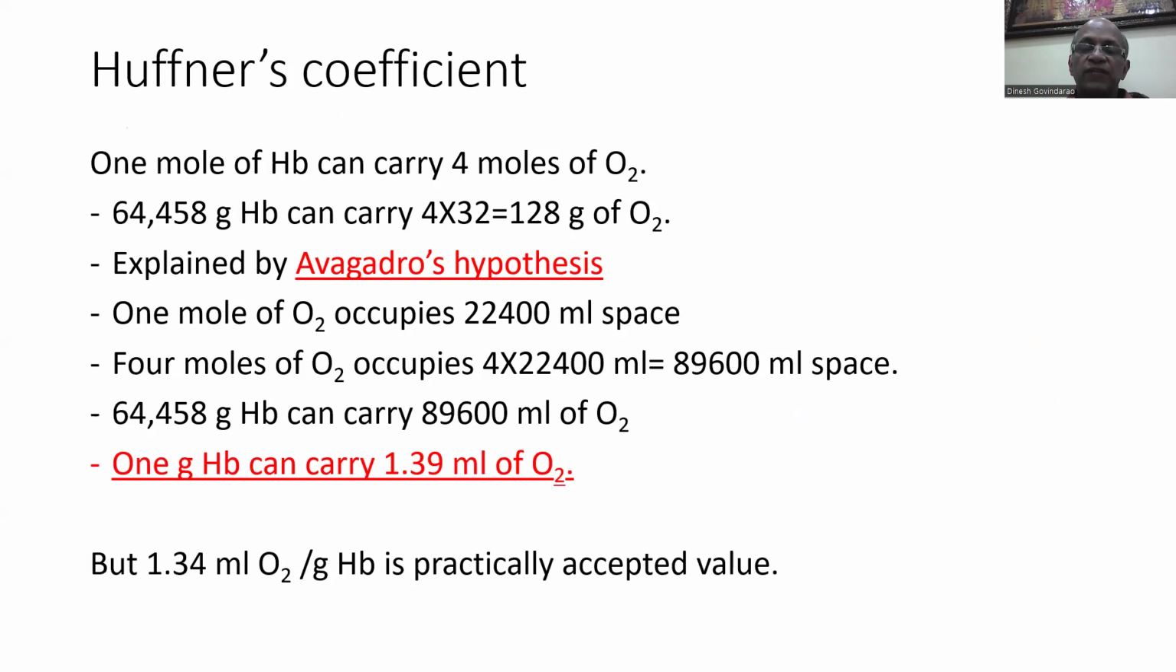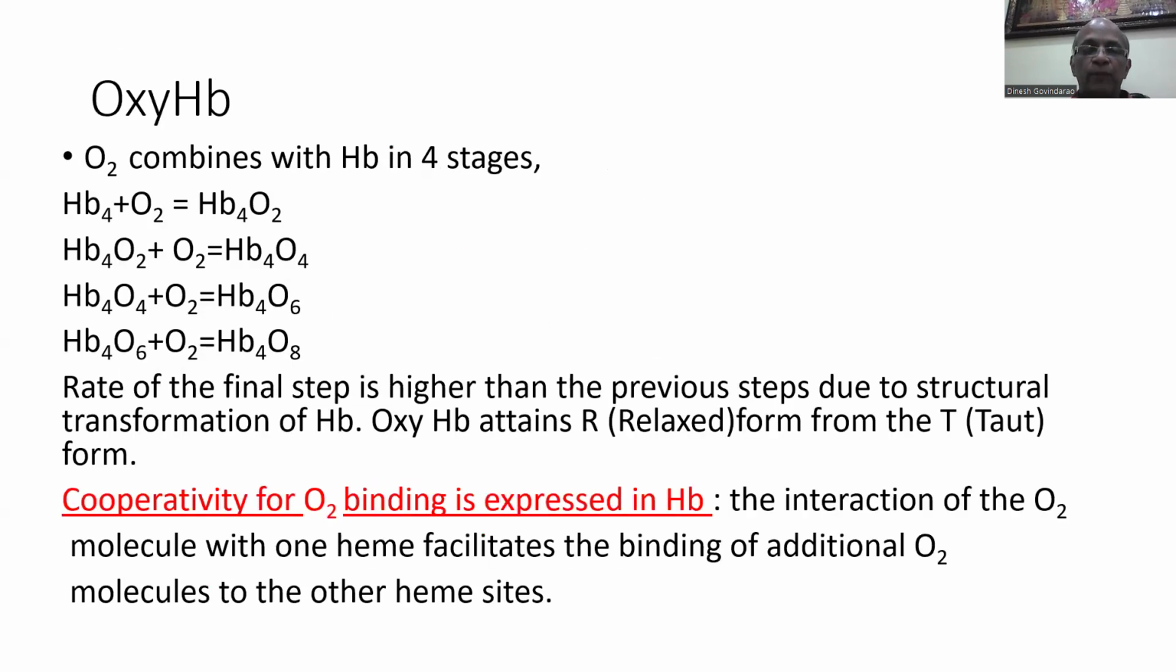So, 64,458 grams of hemoglobin can carry 128 grams of oxygen. As explained by Avogadro's hypothesis, 4 moles of oxygen occupy 89,600 ml of space. Therefore, 64,458 grams of hemoglobin can carry 89,600 ml of oxygen. Thus, 1 gram of hemoglobin can ideally carry 1.39 ml of oxygen, which is called Höffner's coefficient. But practically, the accepted value is 1.34 ml of oxygen per gram of hemoglobin.